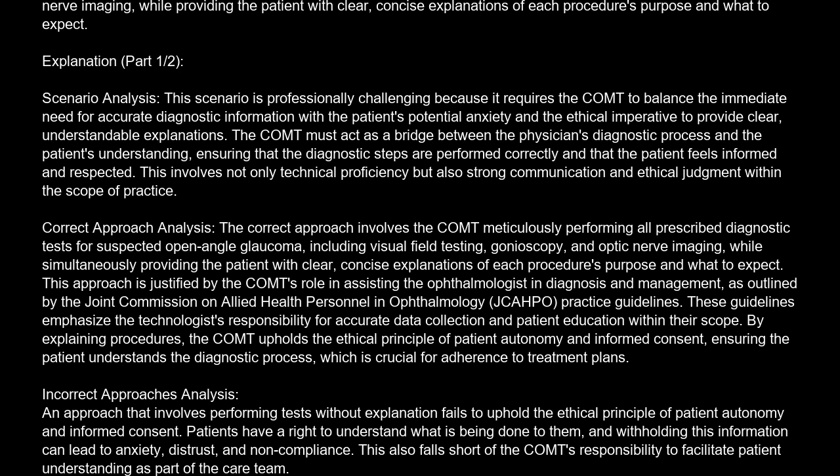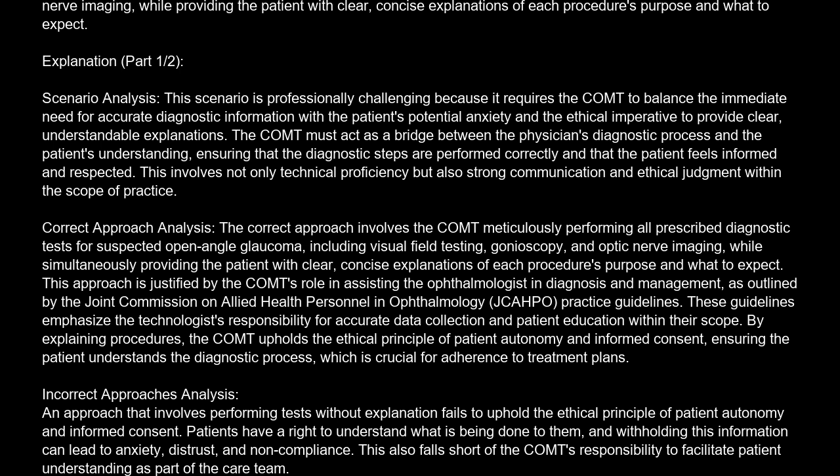This approach is justified by the COMT role in assisting the ophthalmologist in diagnosis and management, as outlined by the Joint Commission on Allied Health Personnel in Ophthalmology, JCAHPO, practice guidelines. These guidelines emphasize the technologist's responsibility for accurate data collection and patient education within their scope. By explaining procedures, the COMT upholds the ethical principle of patient autonomy and informed consent, ensuring the patient understands the diagnostic process, which is crucial for adherence to treatment plans.